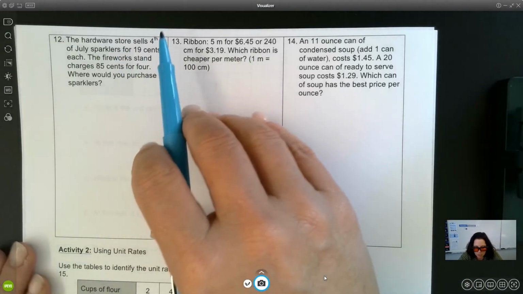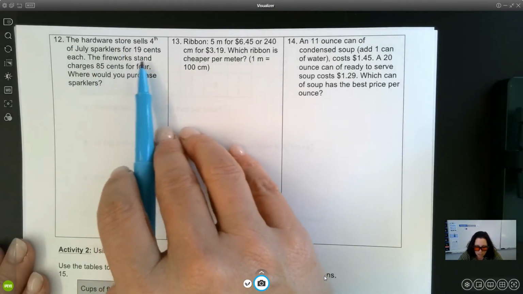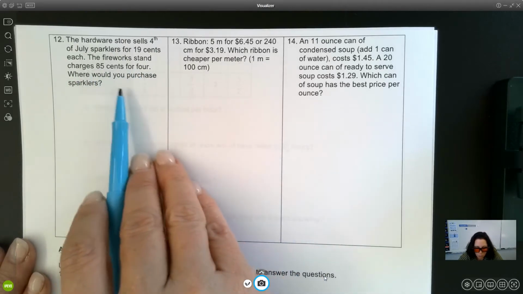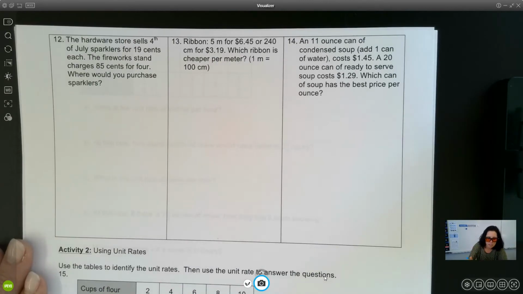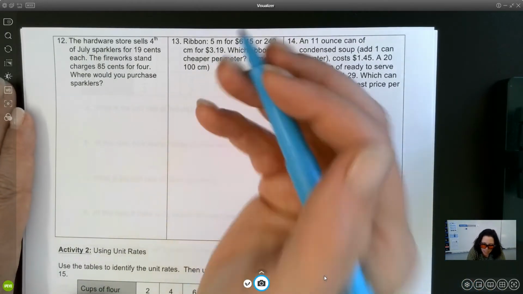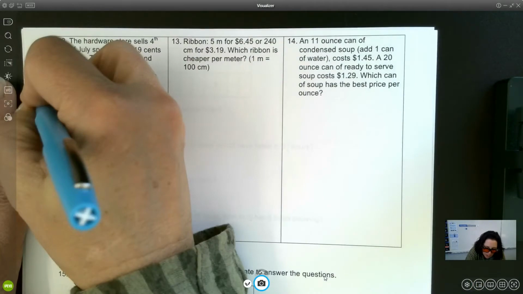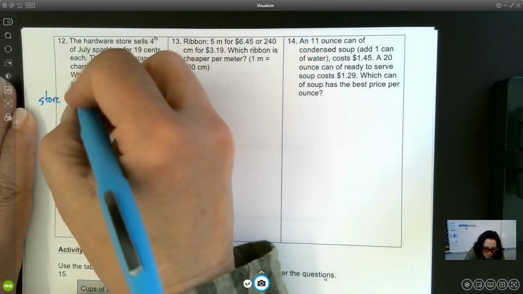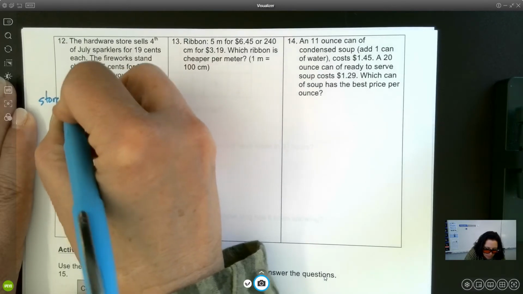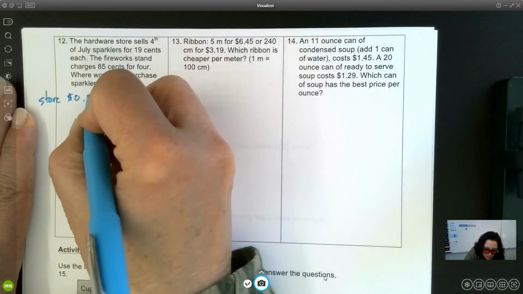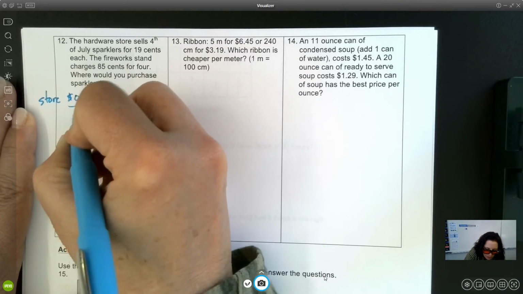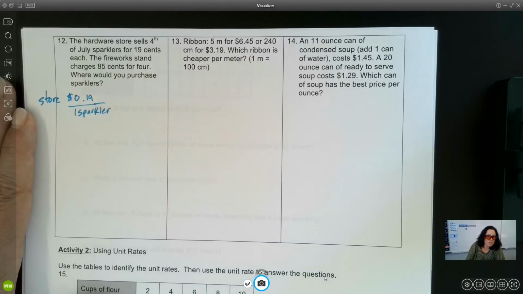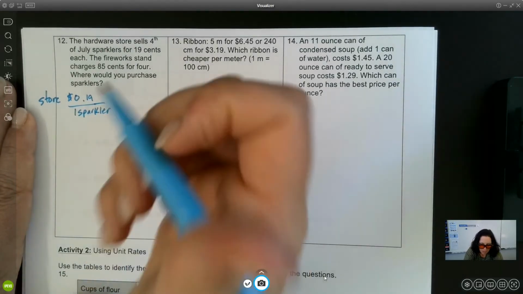Hardware store sells 4th of July sparklers for 19 cents each. The fireworks stand charges 85 cents for 4. Where would you purchase sparklers? So we're looking for the better deal. Okay. So we've got a store and we've got a stand. The store is 19 cents each. And I love that it just hands us the unit rate. We don't have to do anything on that one.